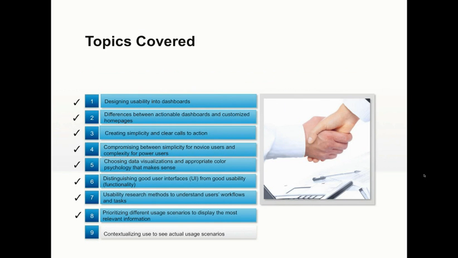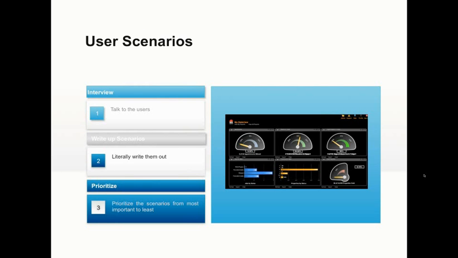Now let's talk about prioritizing different usage scenarios to display the most relevant information. So you really, again, need to interview those users. You need to talk to them. After you do that, you literally want to write out scenarios. Because let's say you're making a dashboard for the marketing department. Well, maybe certain people in the marketing department need certain information for a certain scenario and others need it for another one.